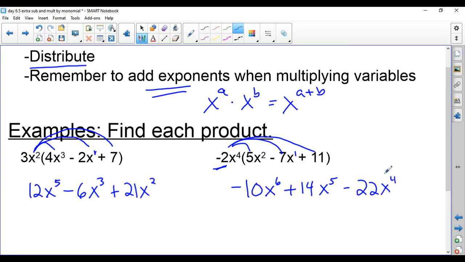Later on in the week, we're going to multiply more than just a monomial times a polynomial, so we need to make sure that we are careful with this process.